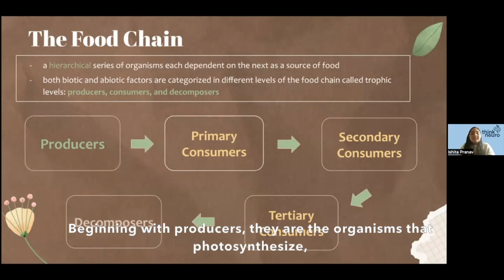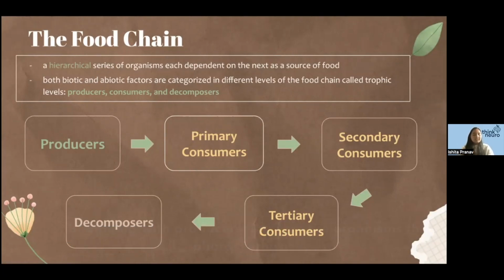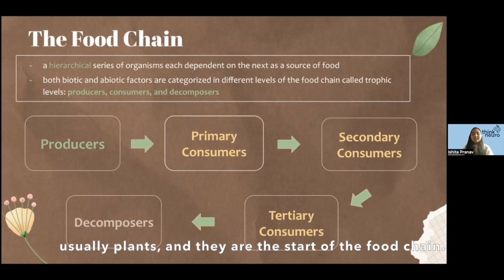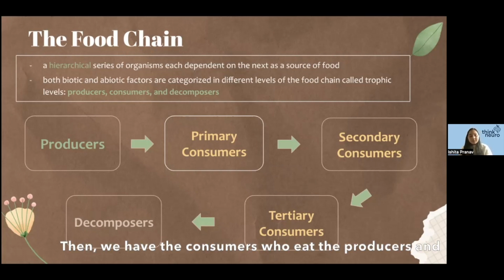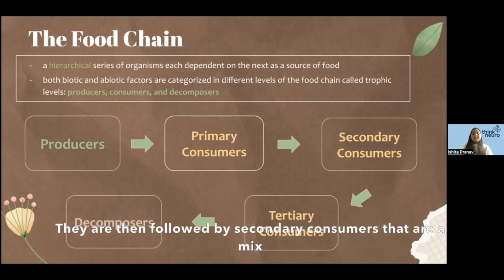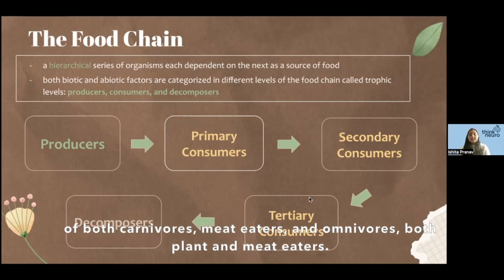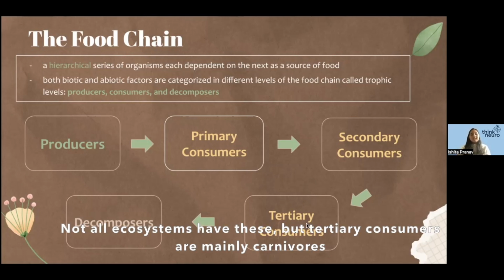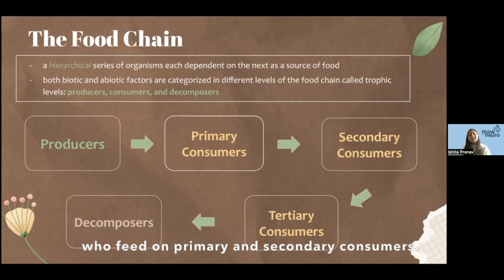Beginning with producers, they are the organisms that photosynthesize, usually plants, and they are the start of the food chain. Then we have the consumers who eat the producers and are usually herbivores, meaning they only eat plants. They are then followed by secondary consumers, who are a mix of both carnivores, meat eaters, and omnivores, both plant and meat eaters. Now, not all ecosystems have these, but tertiary consumers are mainly carnivores who feed on primary and secondary consumers.